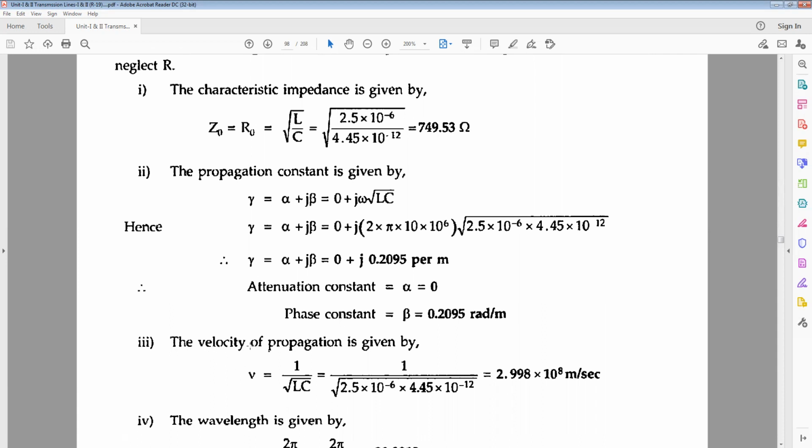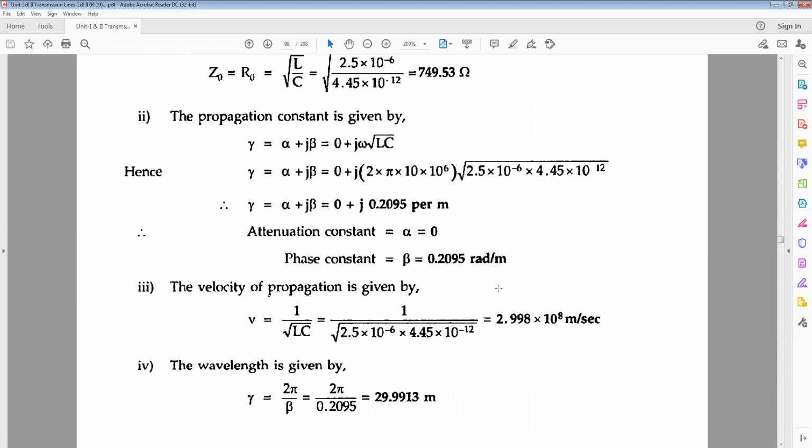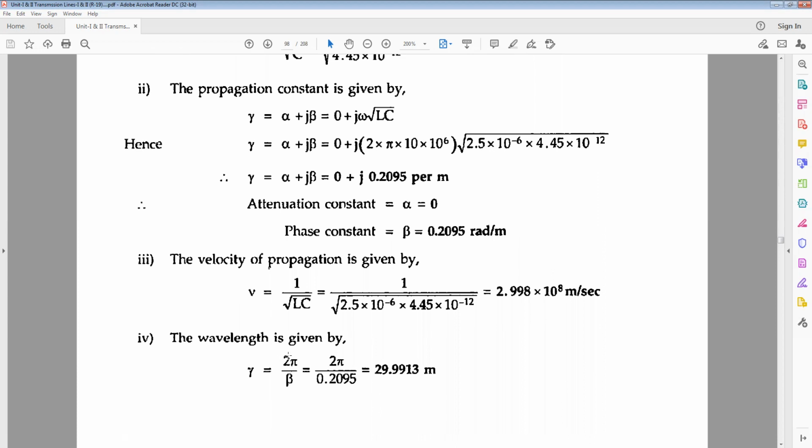Okay, wave velocity only, the velocity of propagation. V is equal to, in terms of L and C, and the wavelength also in terms of beta, or in terms of f lambda. V is equal to f lambda. The frequency we know, and the velocity we also know.